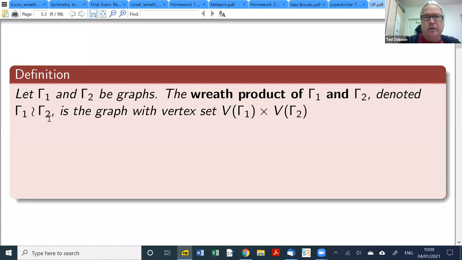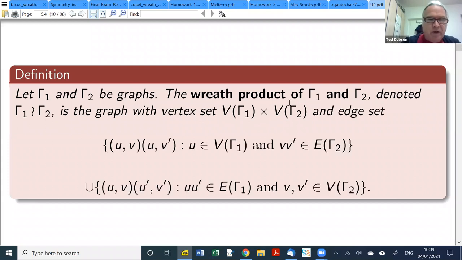This is a graph with vertex set the Cartesian product of the vertex sets of the graphs. And the edge set, it looks pretty complicated. There's two parts. So the first part is (u, v) to (u, v'). Here, u is just gonna be a fixed vertex, and the edge vv' has to be in gamma 2. The other kind of edge is gonna look like (u, v) to (u', v'), where uu' is an edge in the first graph, and then v and v' are arbitrary vertices in gamma 2.